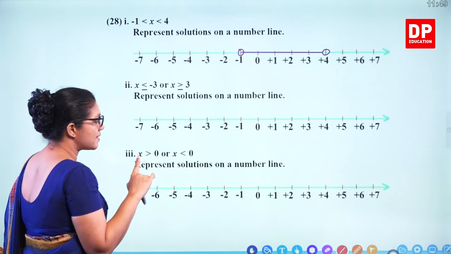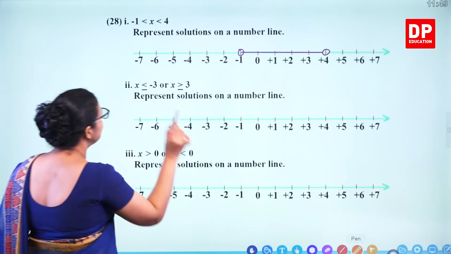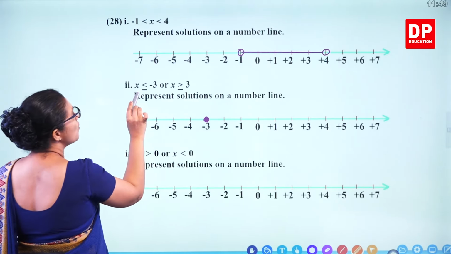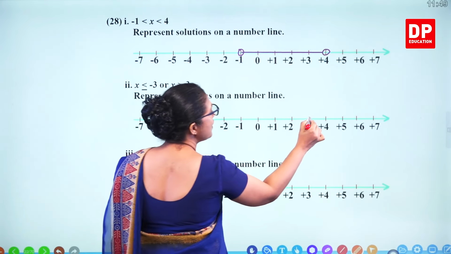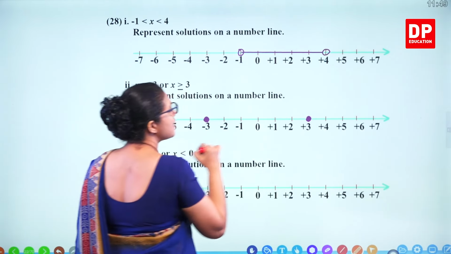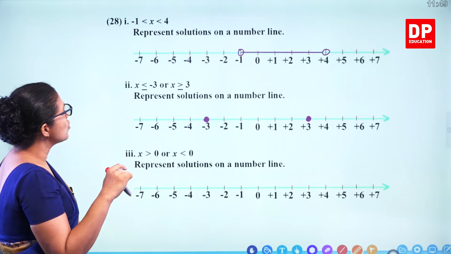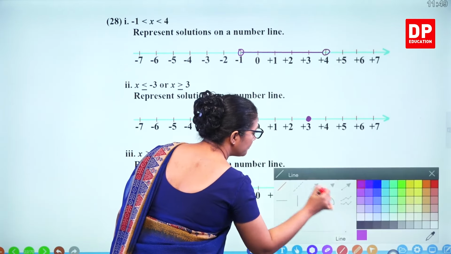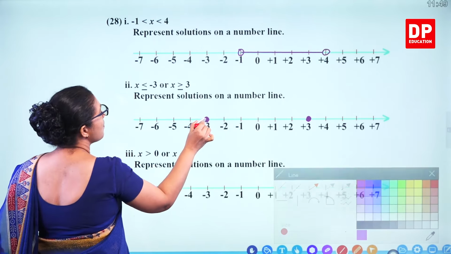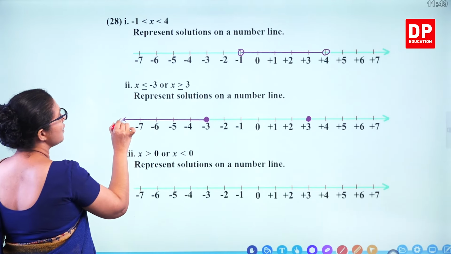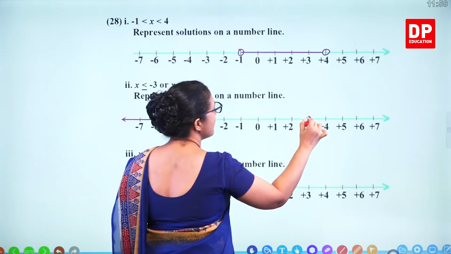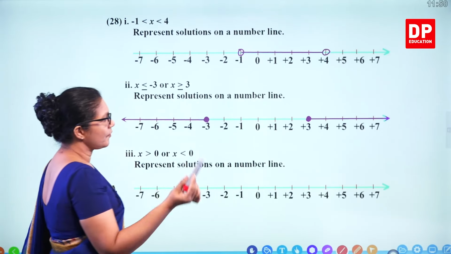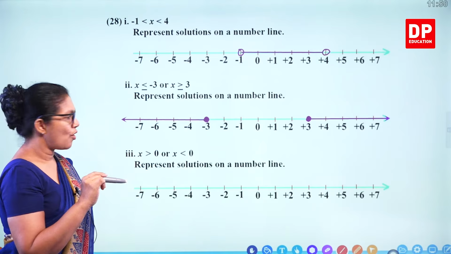Now this one, x less than or equal to minus 3. With a solid circle you have to mark because this is equal. x greater than or equal to 3. That's also a solid circle. So what are the solutions? This way, x less than or equal to minus 3, and x greater than or equal to plus 3. So both sides you have to draw.